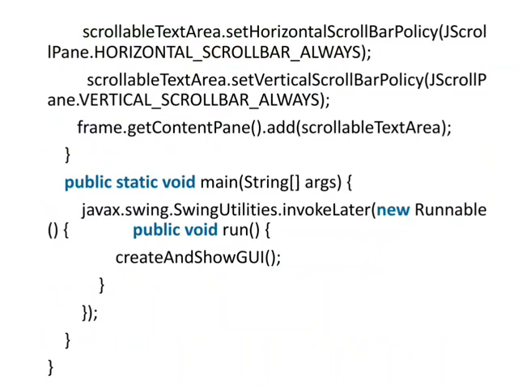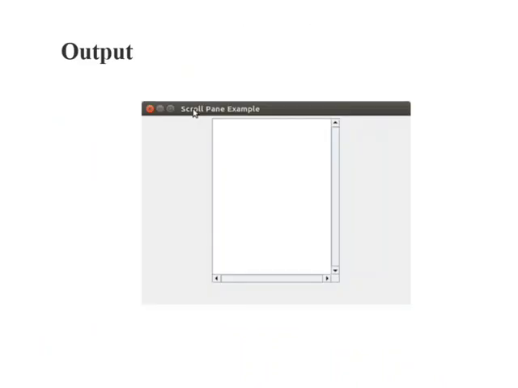scrollableTextArea.setHorizontalScrollBarPolicy(JScrollPane.HORIZONTAL_SCROLLBAR_ALWAYS), scrollableTextArea.setVerticalScrollBarPolicy(JScrollPane.VERTICAL_SCROLLBAR_ALWAYS), frame.getContentPane().add(scrollableTextArea). Public static void main(String[] args), javax.swing.SwingUtilities.invokeLater(new Runnable() { public void run() { createAndShowGUI(); } }). This is an example for the scroll pane.